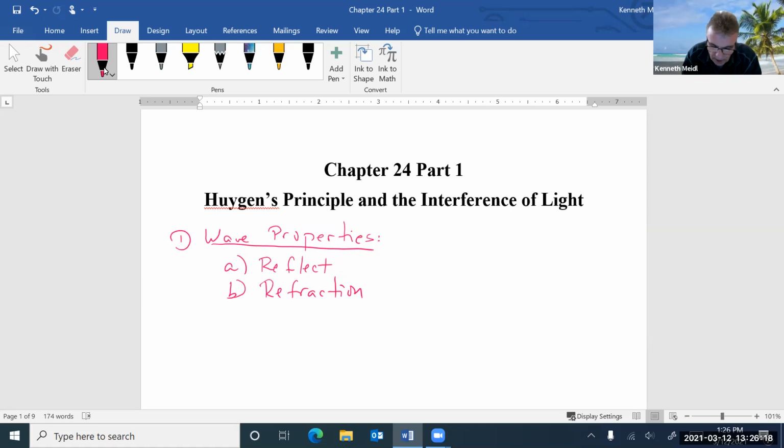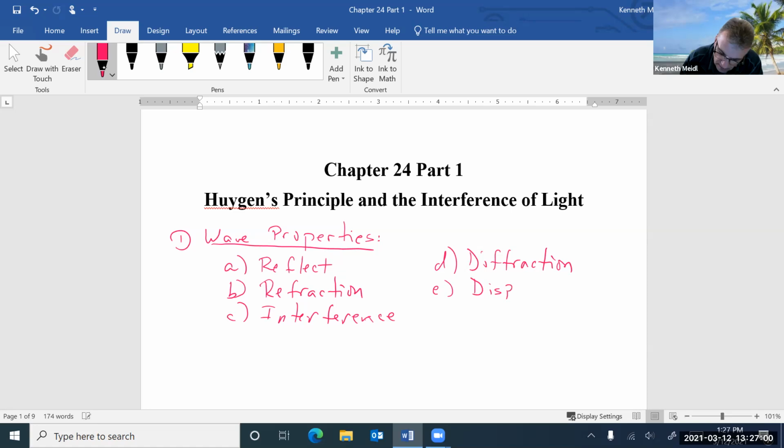Okay, so when it comes to wave properties, I think we also mentioned that if you have two waves in the same space at the same time, there's this property called interference. And so we're going to take a look at that today. Maybe we also mentioned that light, or waves in general, have this property called diffraction. I think we'll look at that in part 2.